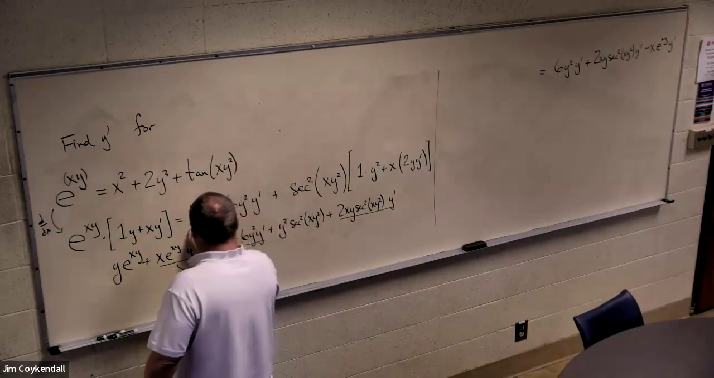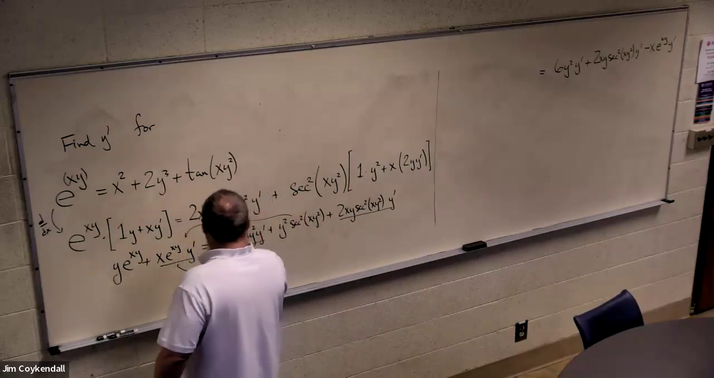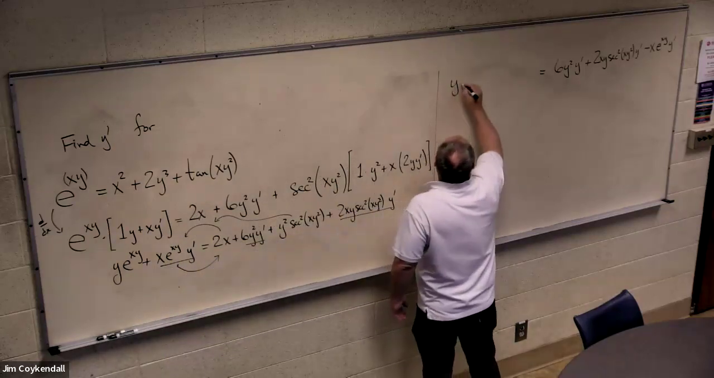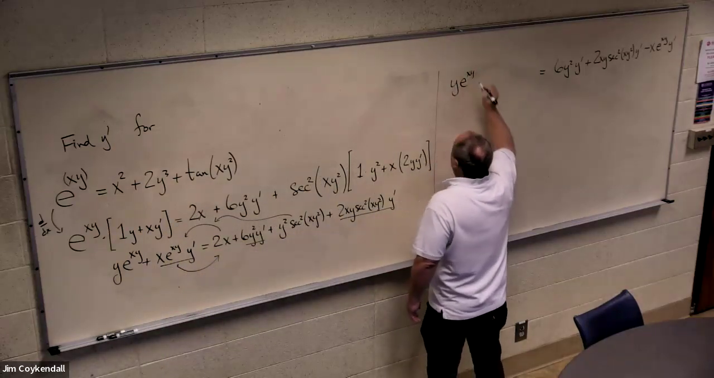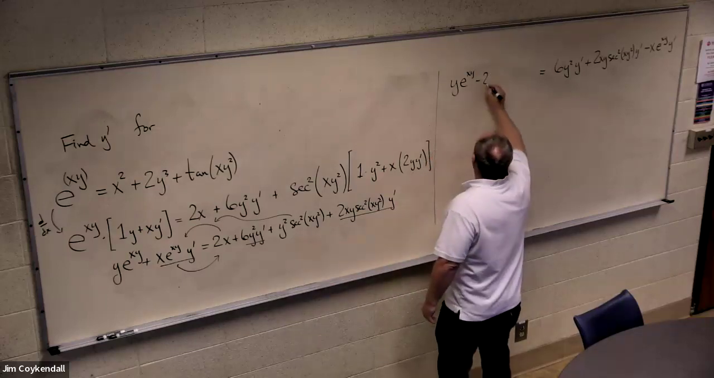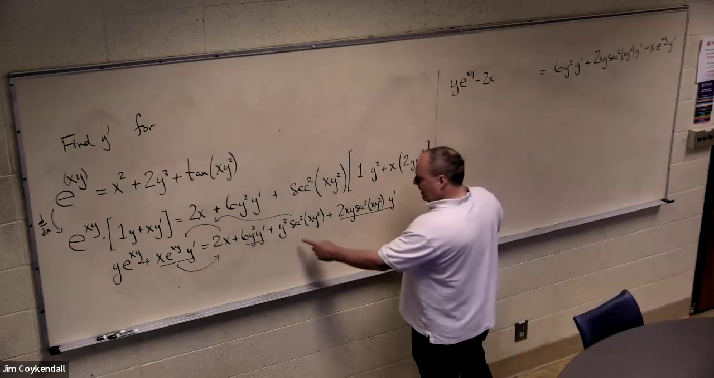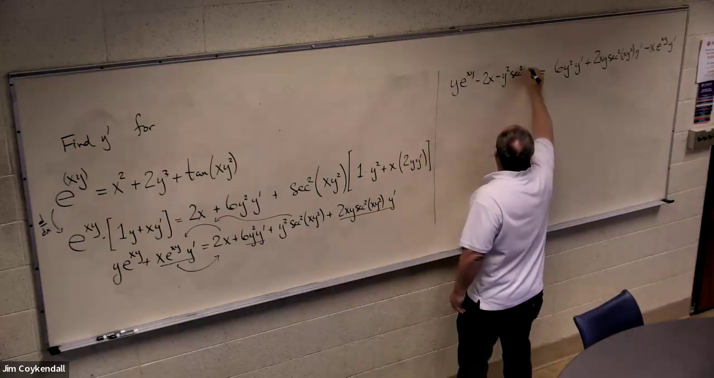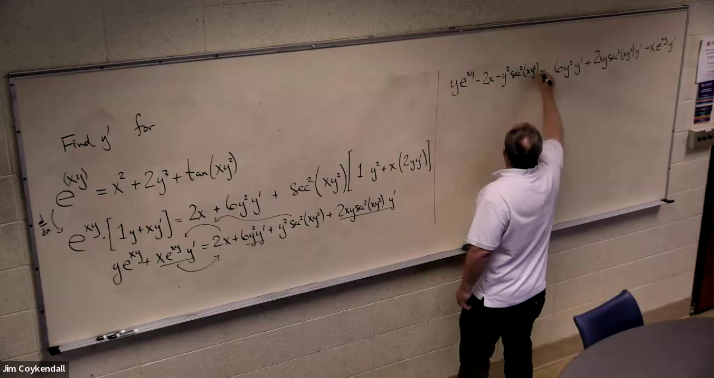I'm gonna dump this stuff back over the other side without the y prime in it. So I get y e to the xy minus 2x and minus y squared secant squared x squared.